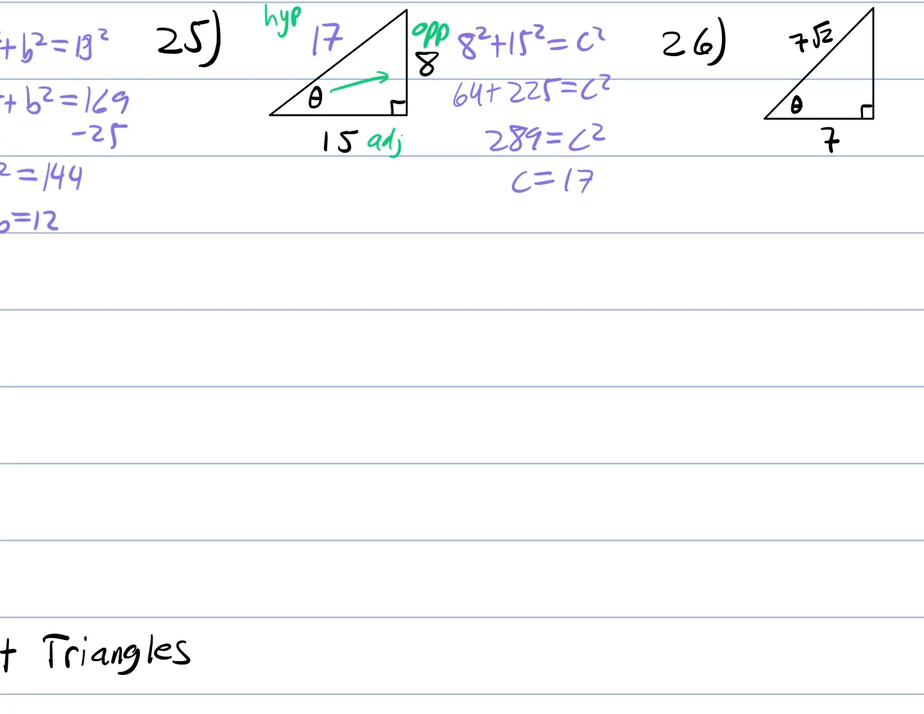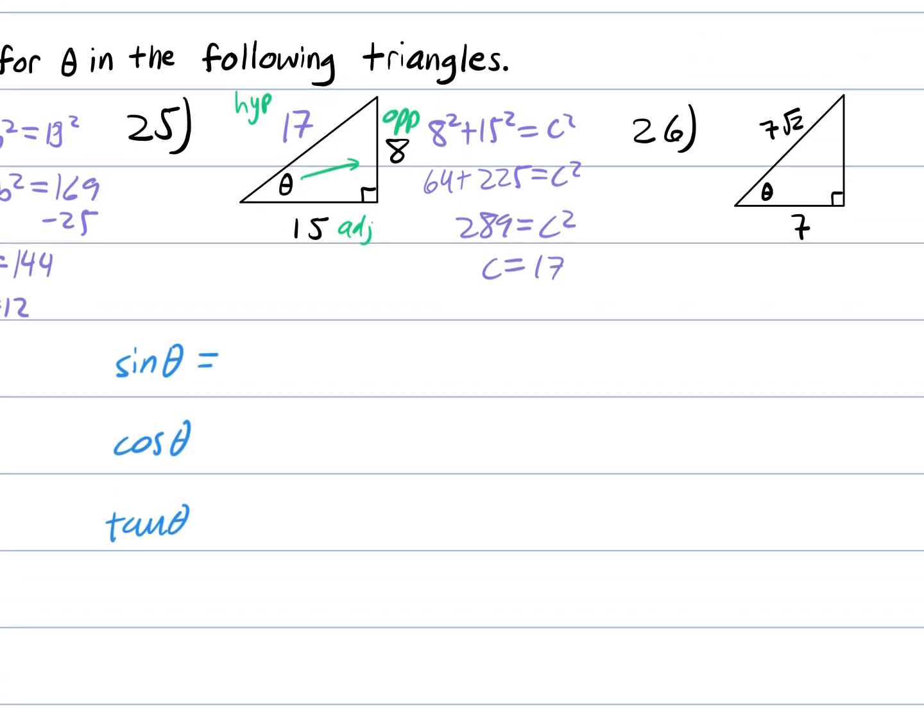So I can do the same thing as before, right? You do SOHCAHTOA to find sine, cosine, and tangent. Right, sine is opposite over hypotenuse, so 8 over 17. Cosine is adjacent over hypotenuse, so 15 over 17. Tangent is opposite over adjacent, so 8 over 15.